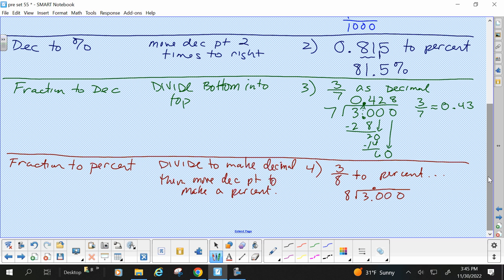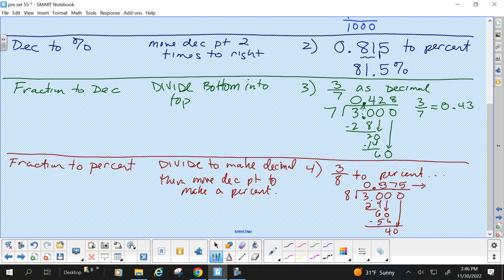If I divide 8 into 3, 8 goes into 3, no, but into 30 3 times, and into 60 7 times, and into 40 5 times. Now I know then 3/8 as a decimal is 0.375.